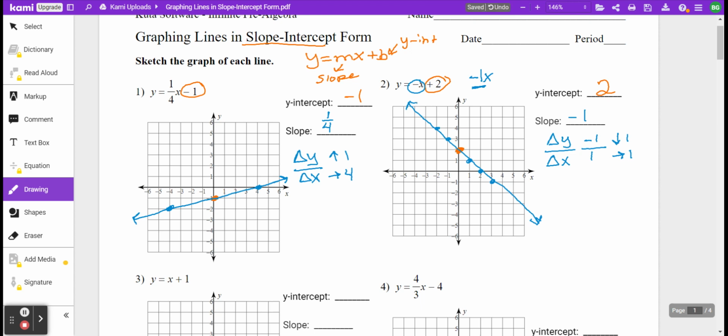Okay, at this point, you're going to work on the rest on your own. When you finish, or at the end of class, whichever comes first, make sure that you do turn in your assignment.